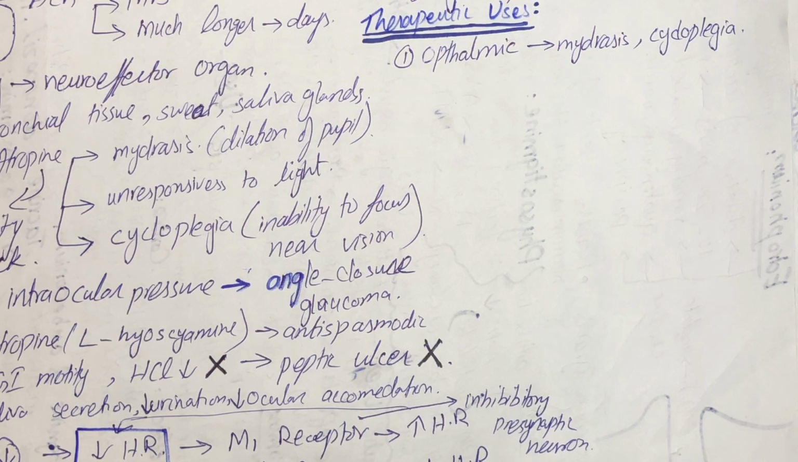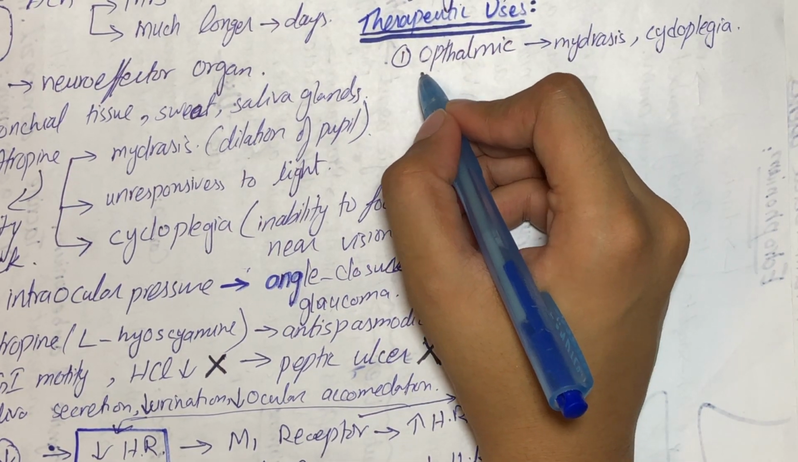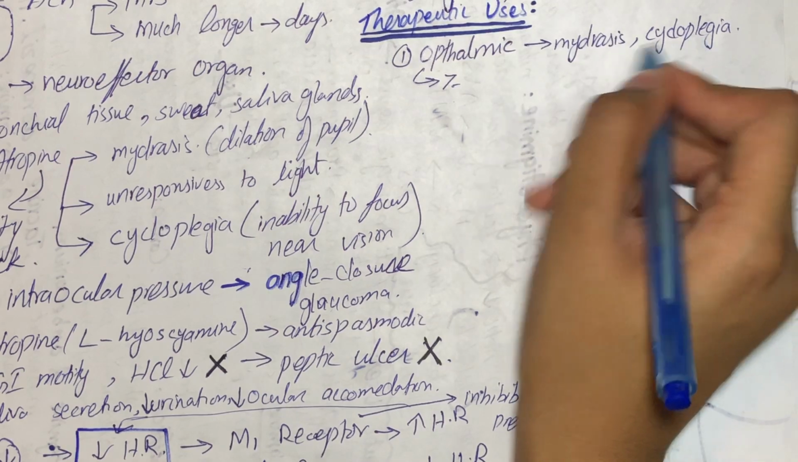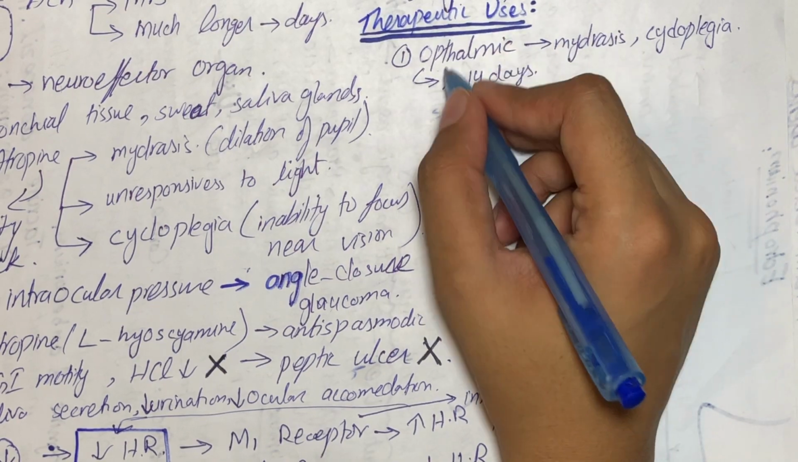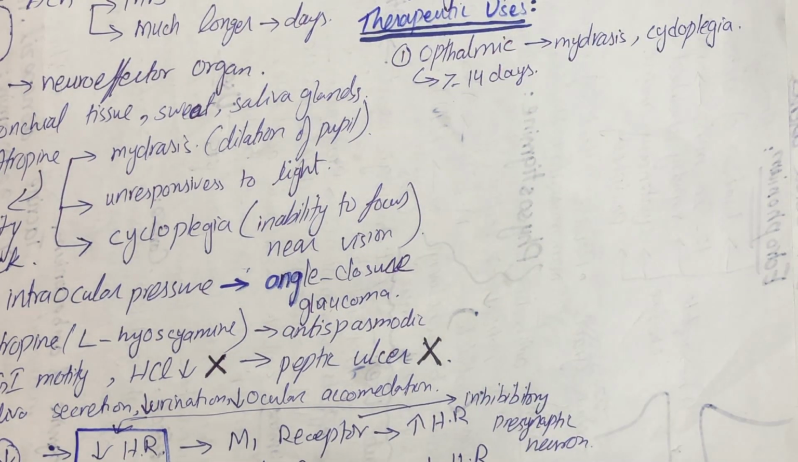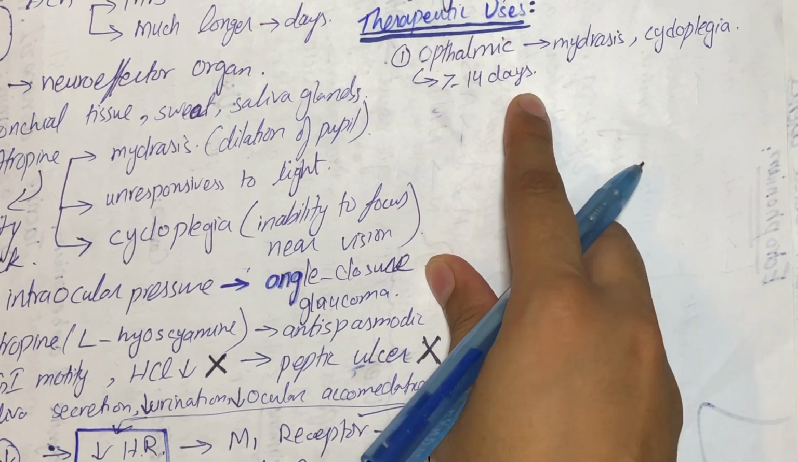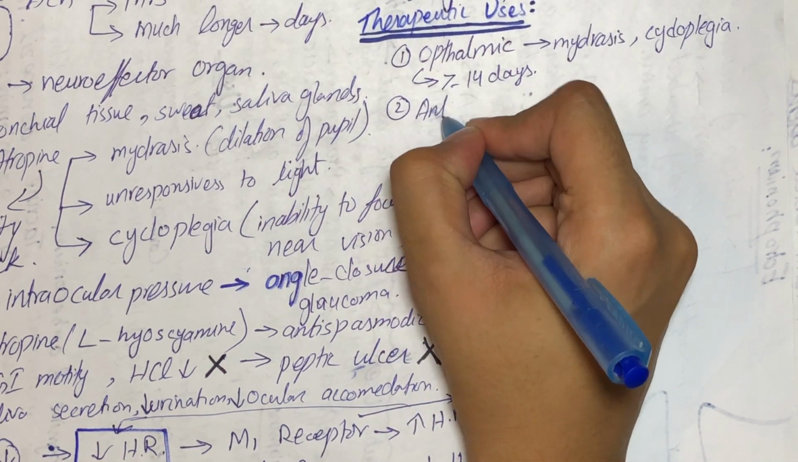But one thing to be remembered is that atropine has largely been replaced with newer agents, because atropine causes ophthalmic action for many days. It can cause these two effects for 7 to 14 days. It is a long duration of action. But newer agents only cause these effects for 6 to 24 hours. Therefore, we have replaced atropine with newer agents, because we do not require these effects for such a long period of time. So the next therapeutic use of atropine is the antispasmodic effect.